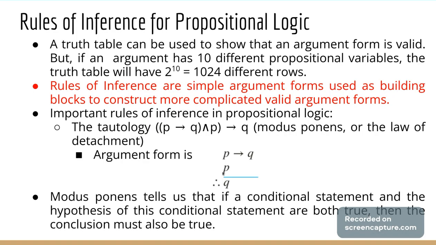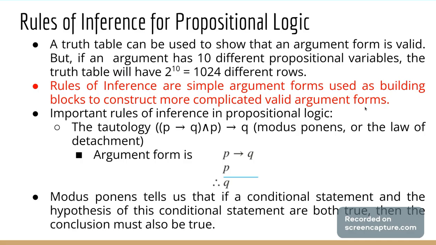One form we have already learned. I have not shown you the names of these rules of inferences. We are going to look at the names right now. As usual, a truth table could be used to show that a particular argument form is valid. But the problem is, as the number of propositional variables increases, the truth table becomes difficult. So rules of inferences are simple argument forms used as building blocks to construct more valid argument forms.